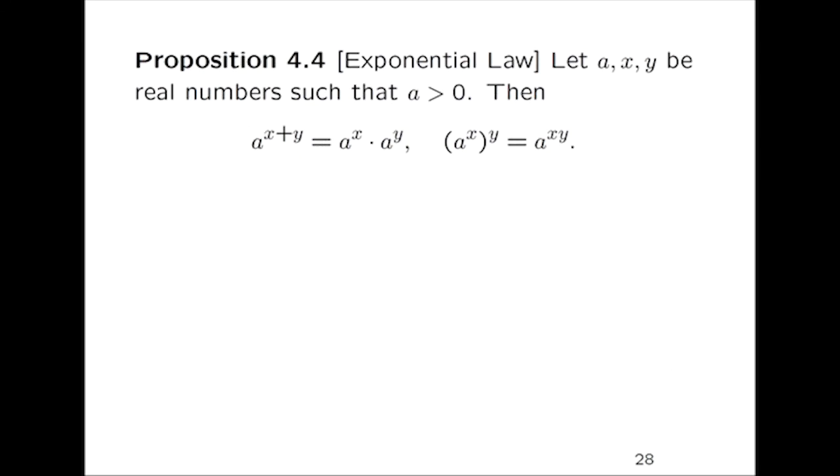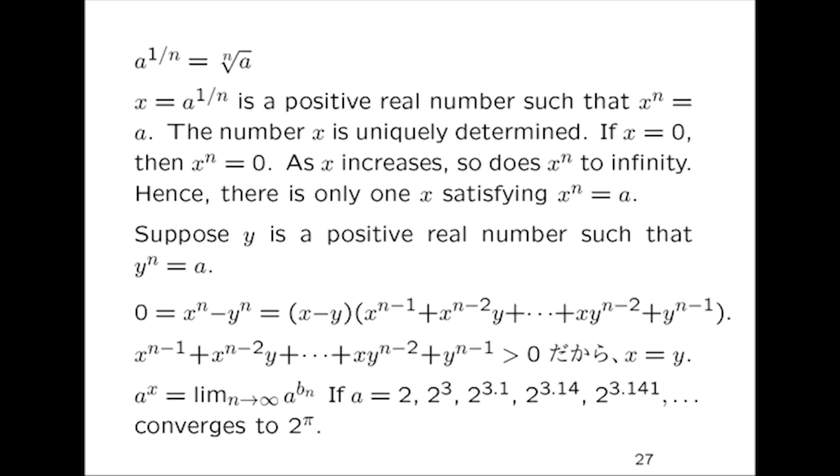Today I don't have enough time, but let me just explain this a to the 1 over nth power, okay? That is also written as the nth root of a. That is the positive real number, okay? The definition of this one is the positive real number such that if you take the nth power of it, you get a, okay? So, if x is equal to 0, x to the nth power is 0, okay?